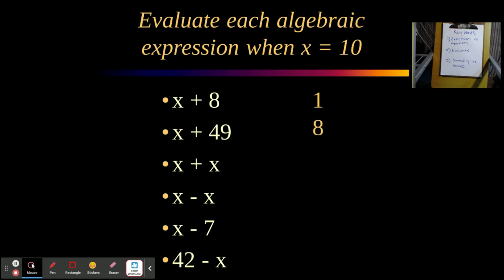So 10 plus 8 is going to be 18. 10 plus 49 is 59. 10 plus 10 is 20. 10 minus 10 is going to be 0. And 10 minus 7 is going to be 3. And 42 minus 10 is 32.